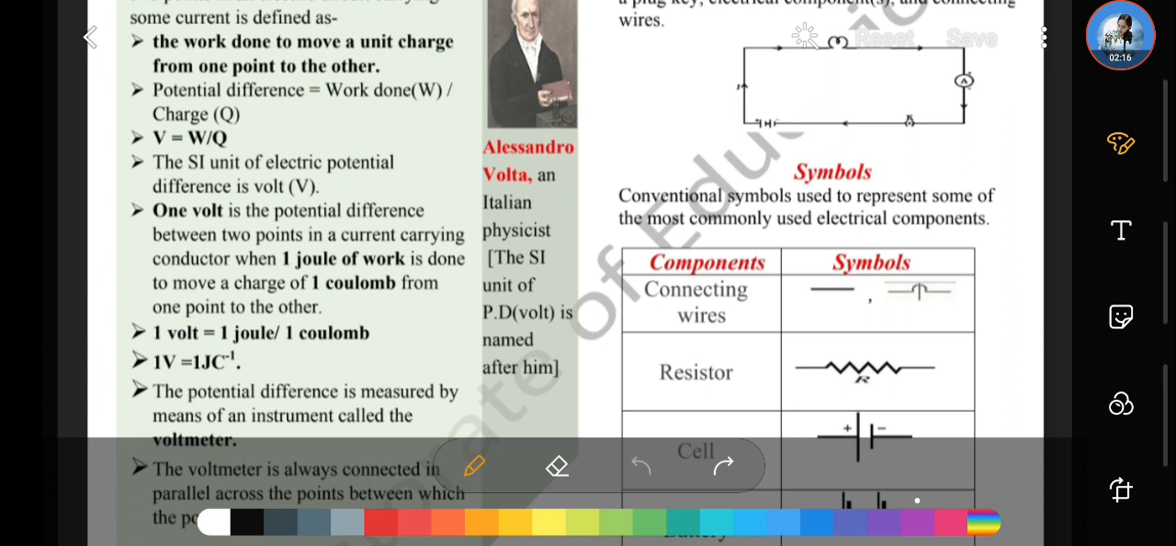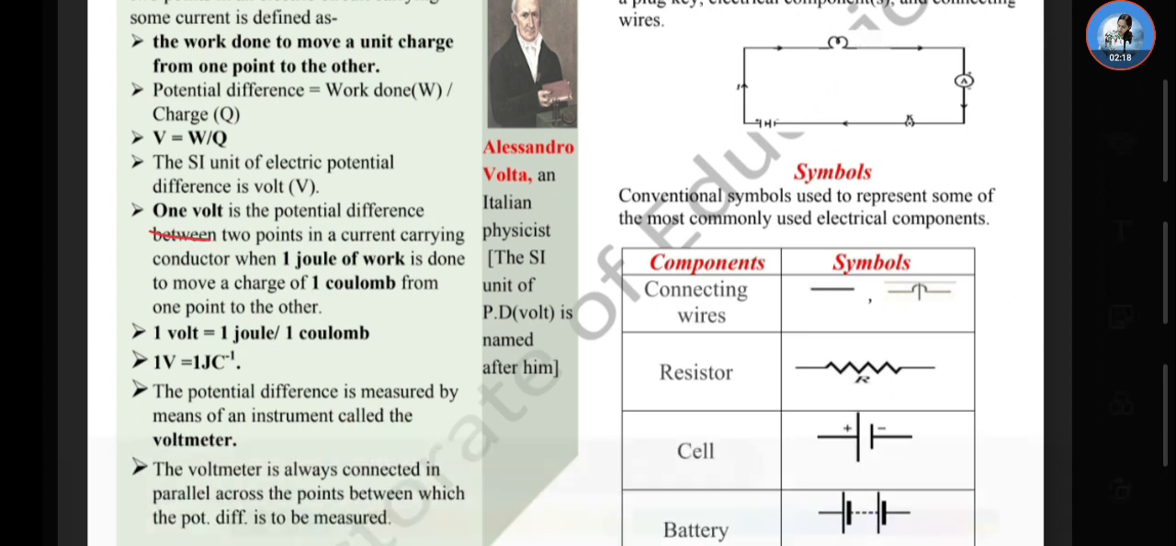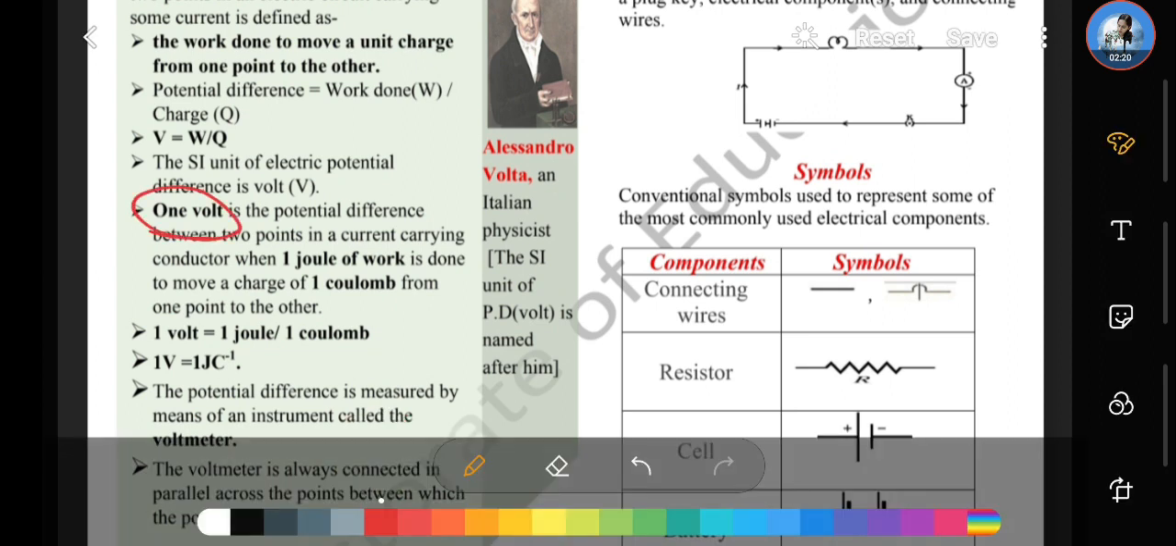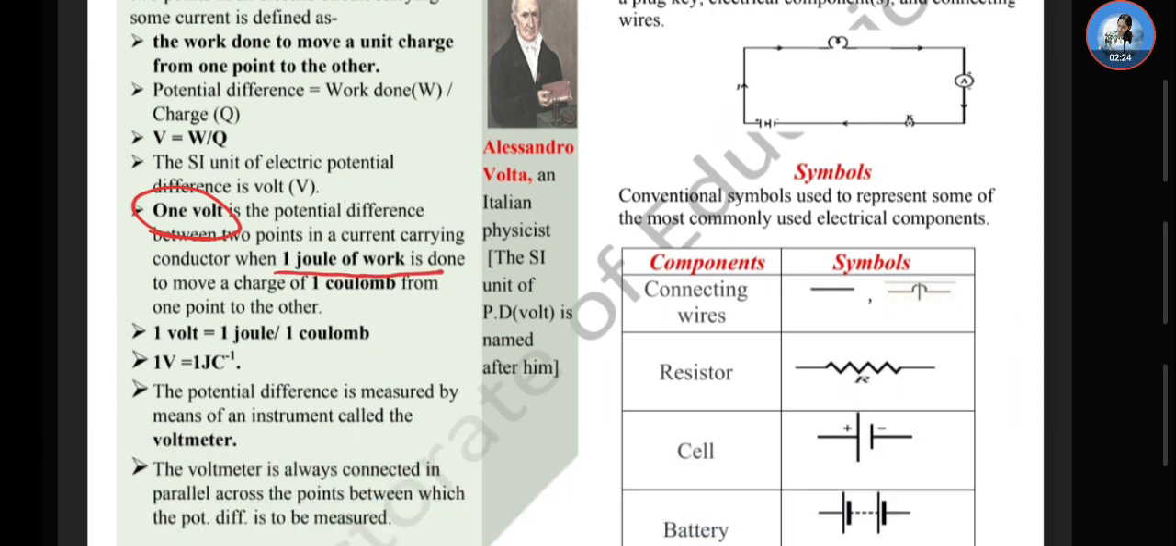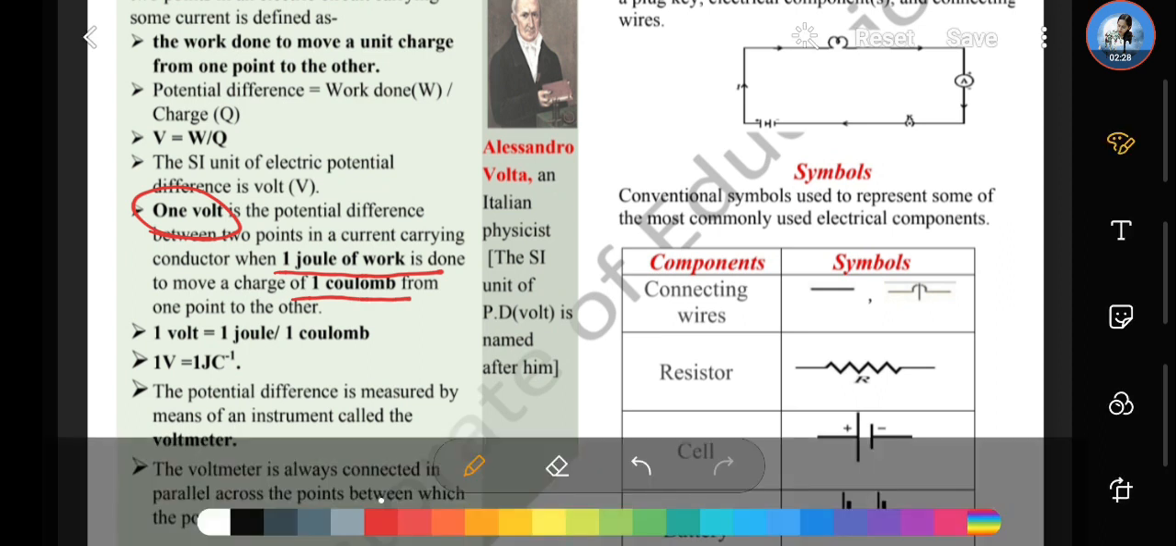Next one is very important, students. What is 1 volt? What is the definition of 1 volt? When we do 1 joule of work in moving a charge of 1 coulomb, work is 1 joule, charge is 1 coulomb, then the potential difference is 1 volt. Got it? So what is the definition of 1 volt?